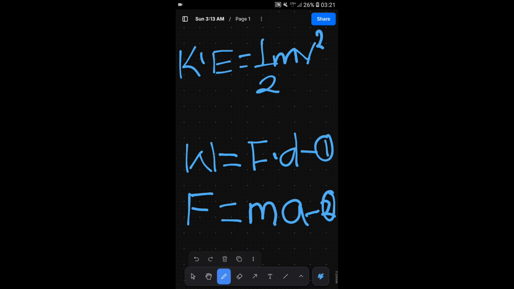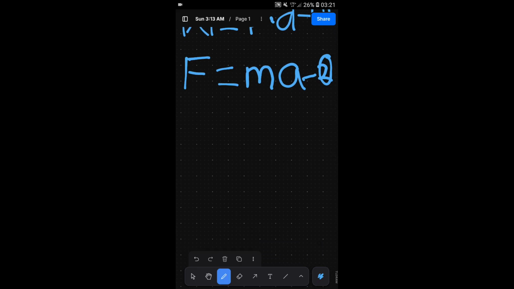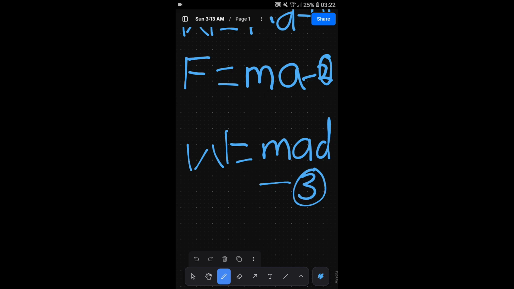So if we substitute F equals ma in equation 1, W equals Fd, so ma replaces F, and we have now W being expressed as W equals mad. Okay, and let's call this equation 3.